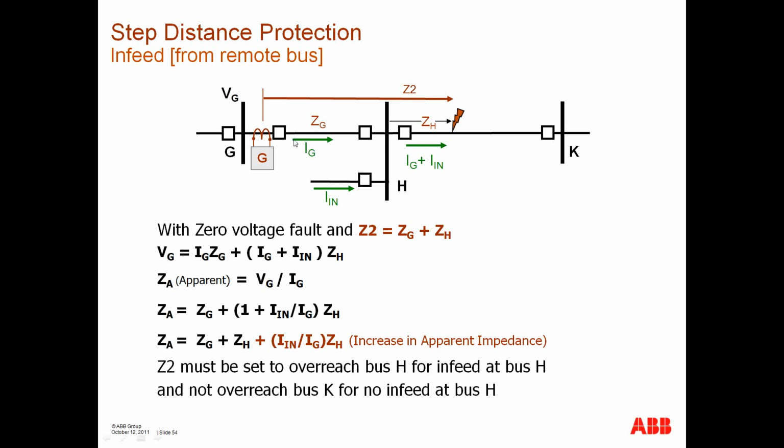If I look at the fault current and the voltage drop, Ig times Zg, then here I've got Ig plus In times Zh, which is this voltage drop right here. I see the apparent impedance is Vg over Ig. That's all it can see down here. It can't see what Vh is. So there's this little quantity that's produced that is the increase in the apparent impedance.